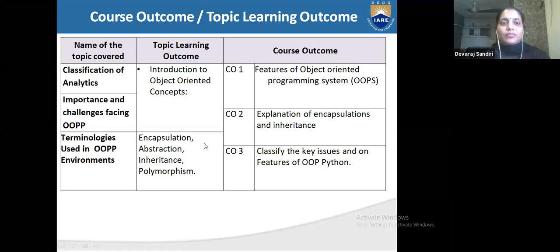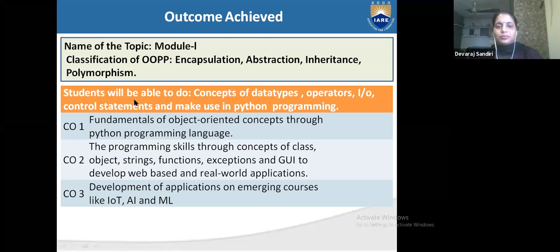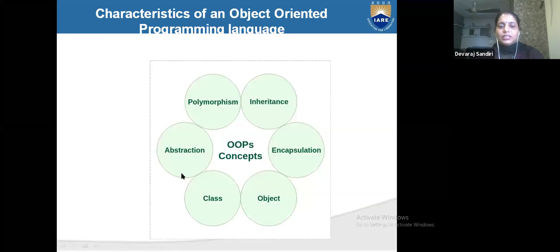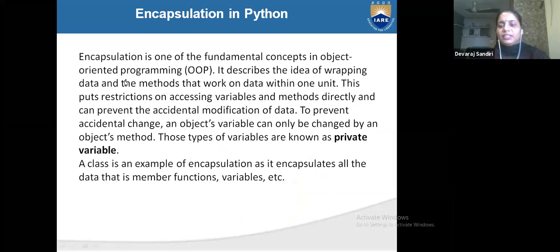Okay. So up to yesterday we have completed OOPS theory, class, objects, abstraction and encapsulation. Today I will tell you what is inheritance and polymorphism. Class and object are completed, abstraction and encapsulation are completed. Today I will complete inheritance and polymorphism. So before that, I will tell you what is encapsulation.